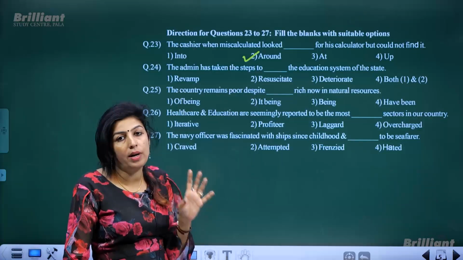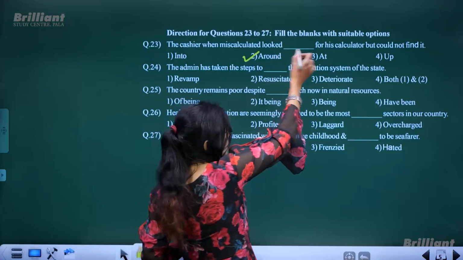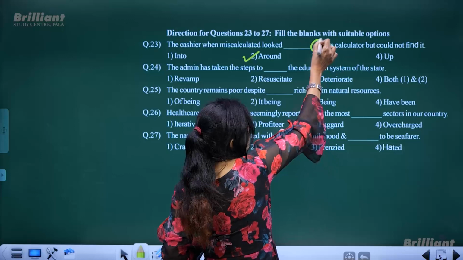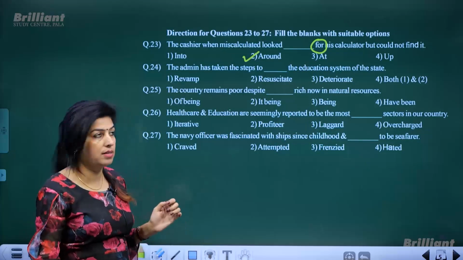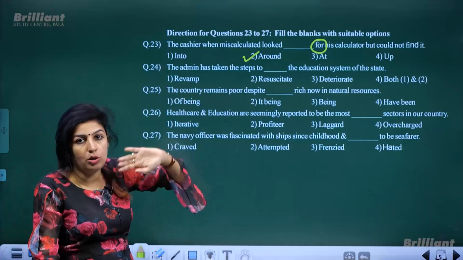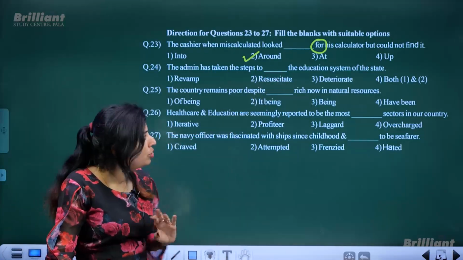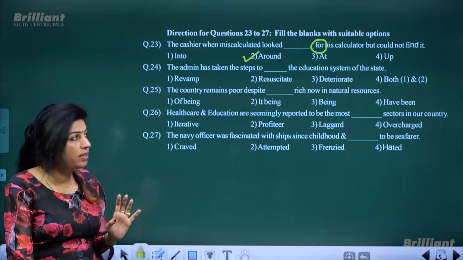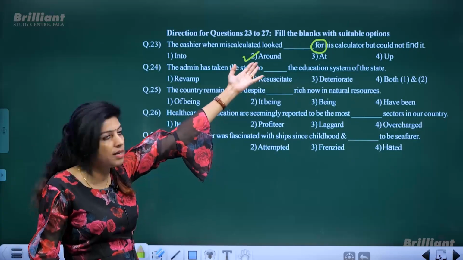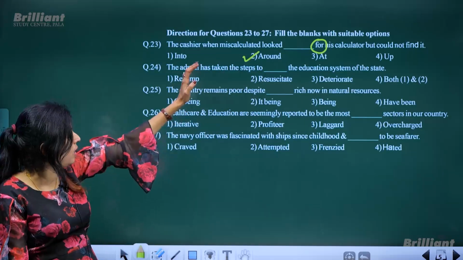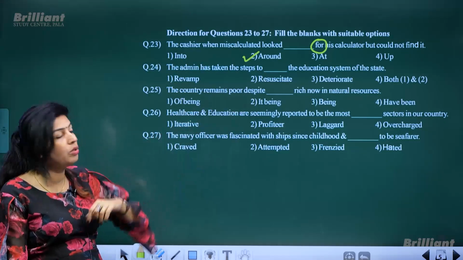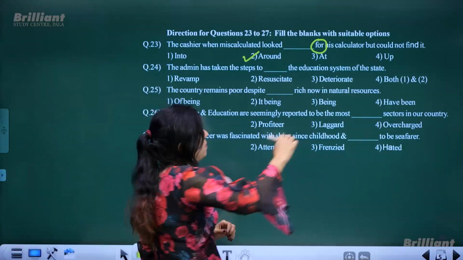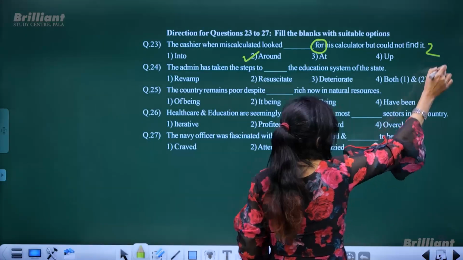Sometimes, if you have any preposition given after the blank, you can easily find out the answer. Into and for will not go together, at and for will not go together, up and for also will not go together. So obviously you will get the correct answer as around. Looked around: the cashier, when he miscalculated, looked around for his calculator but could not find it. So that means option number 2.